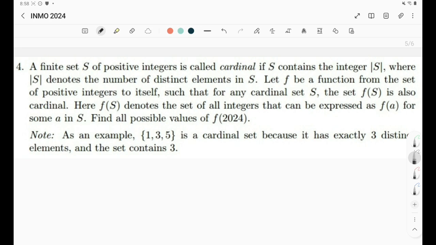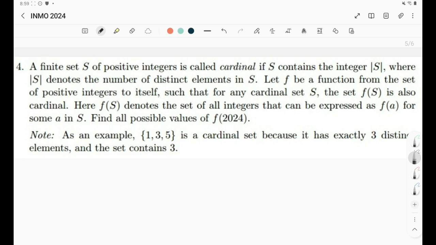Alright, for problem 4, we're given a definition here. A cardinal set S is a set of positive integers that contains the integer cardinality of S. What exactly is this cardinality of S? It just means the number of elements of S, or the size of S. So let's say S contains the numbers from 1 till 10. Then simply the cardinality of S is 10.